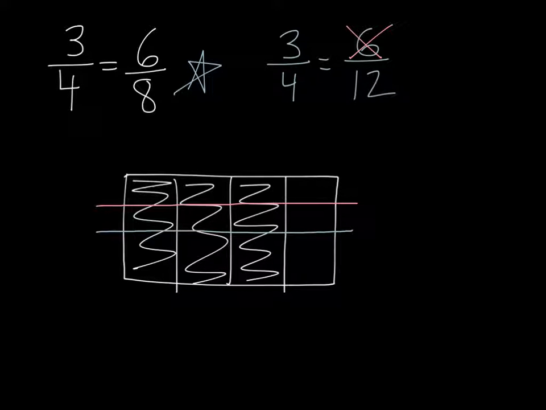In order to get from 4 equal parts to 12, I had to multiply each fourth by 3 to make 3 pieces. So whatever I do to the bottom, I would have to do to the top. So what is 3/4 equal to? How many 12ths?